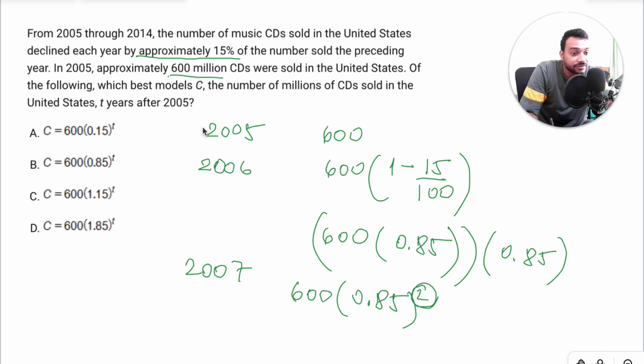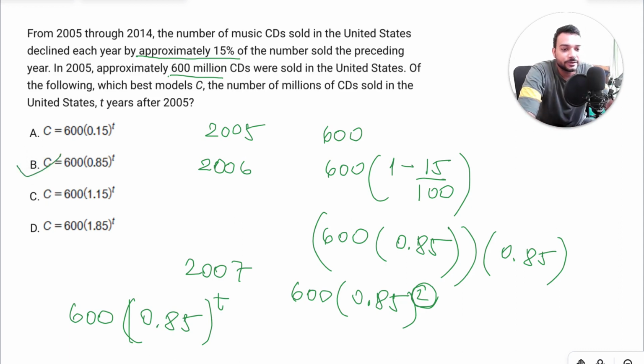So after t years, it's going to be 600 times 0.85 raised to the power of t. So let's look at the options. It's B. Option B is the correct one. Okay, let's move on to the next one.